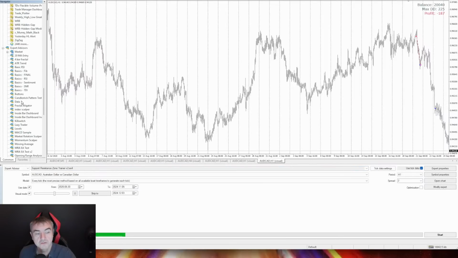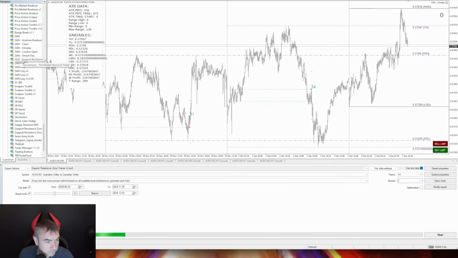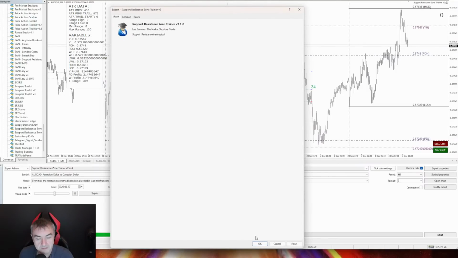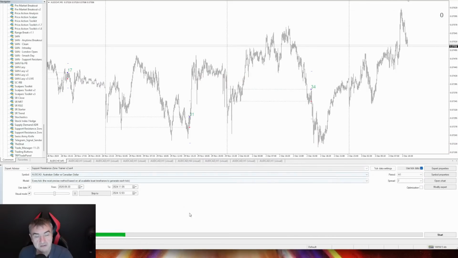But you can't drag it onto a chart. If you try and drag this onto a chart, it will come up and say it can only be used in a strategy tester. So it is only for strategy tester use. At the moment, obviously, but if I launch it as a product, which I probably will because people want it, it will be just a normal EA. So the Discord group is where you'll find it.